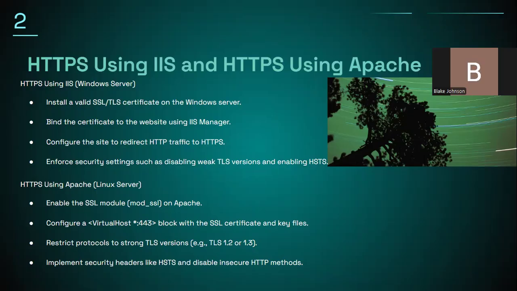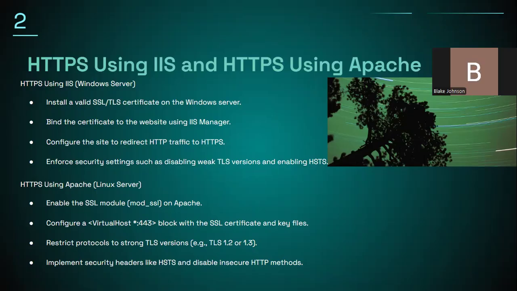Now, the other program under HTTPS, again forgive my mispronunciation, is Apache. For Linux servers running on Apache, HTTPS is enabled by activating the SSL module and configuring the server to listen on port 443. A digital certificate and private key are installed to secure the website.